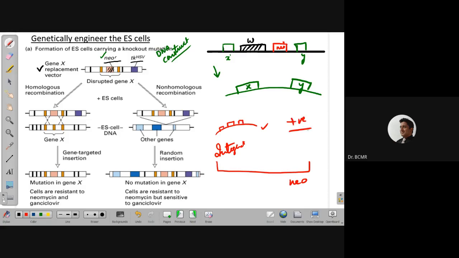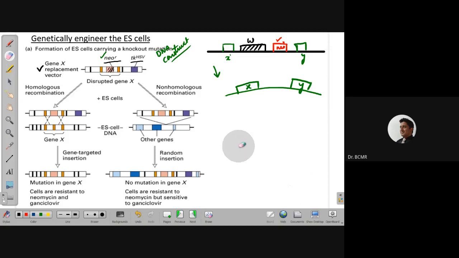That is positive selection. W by itself, if it does not have a selectable phenotype, then it cannot be directly used. So you need to use something like neomycin phosphotransferase and so on. The gene for neomycin resistance is neomycin phosphotransferase. And that is the reason why we have introduced a neomycin resistance gene in the DNA construct.